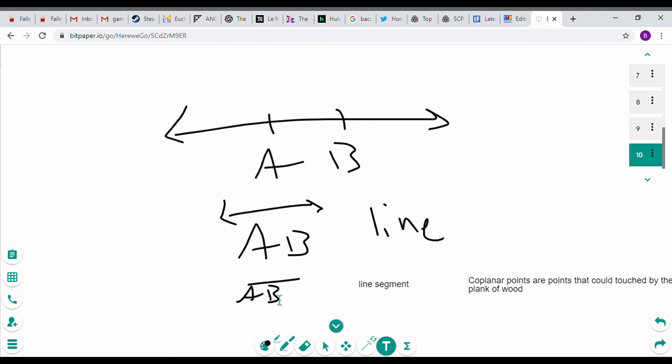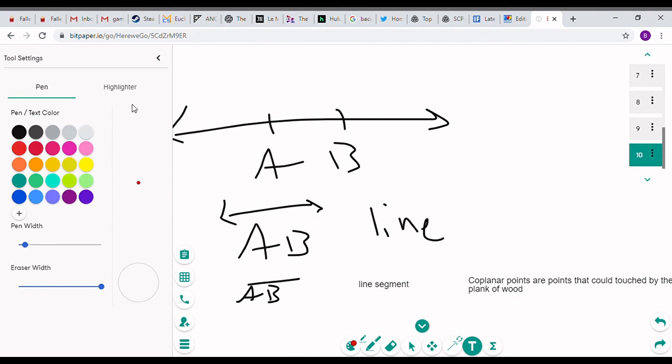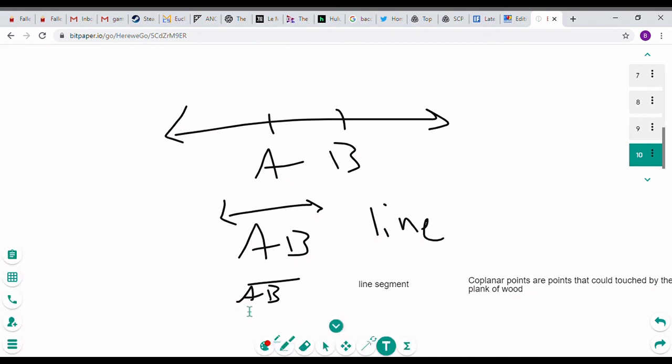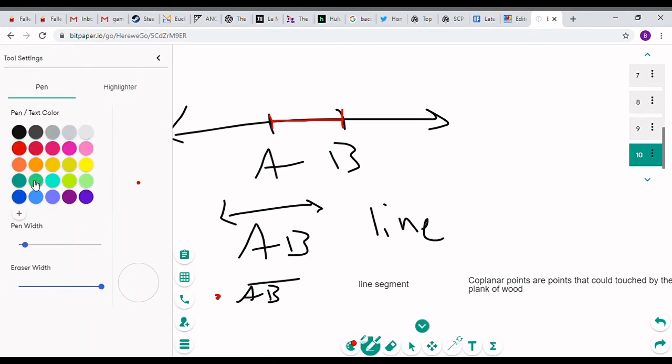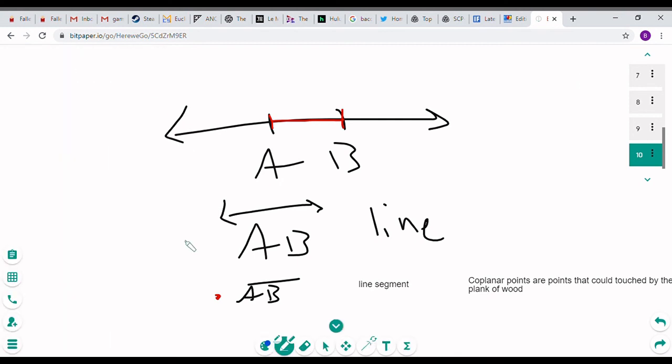So the AB with the bar, I'm going to draw this in red, just so you know which one I'm talking about. This is the line segment AB. It starts at A and ends at B. Let's use another color for a ray. Because we can also have ray AB, and that's just half of an infinite line. So that one starts at A and goes on forever in the direction of B. So lines, line segments, and a ray.